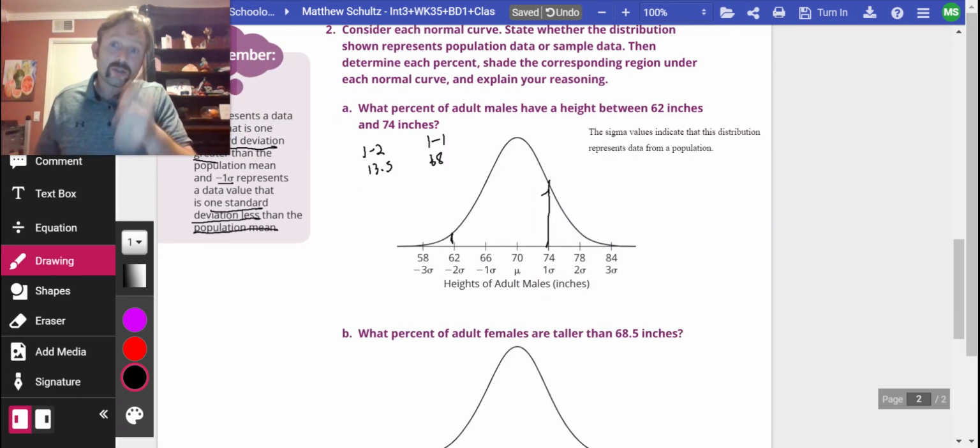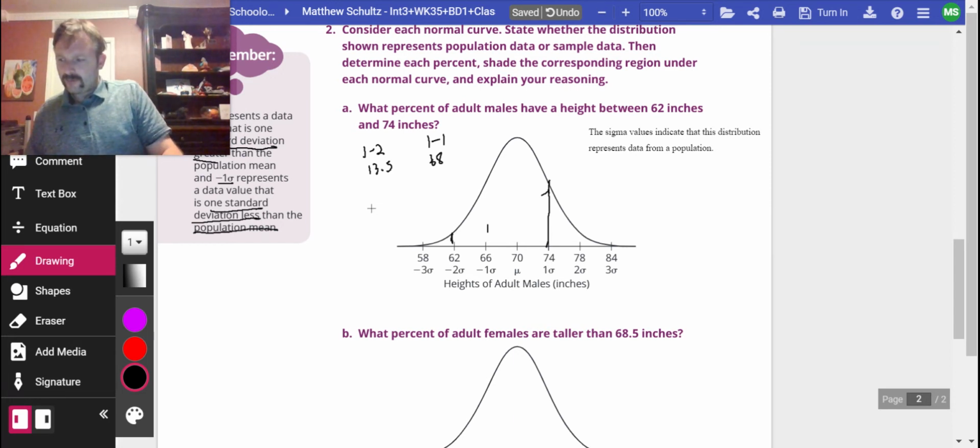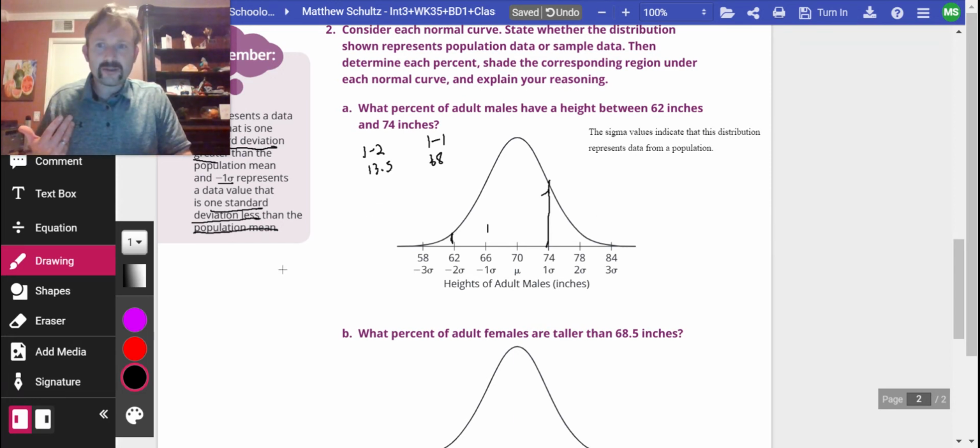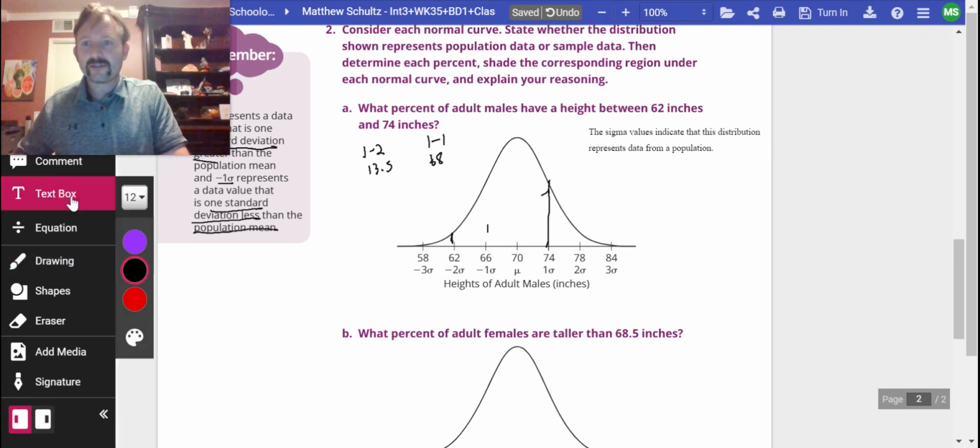All right, guys, so looking above at our work, between 1 and 2 standard deviations was 13.5. Between 1 and 1 was 68. So if we add those together, 71, 81, 81.5. So I guess we'll have to type this out.